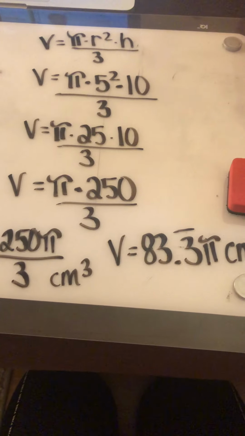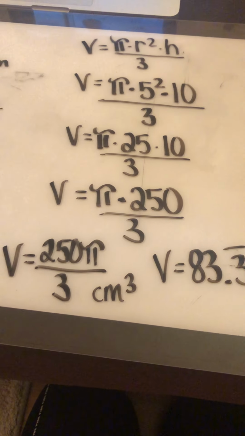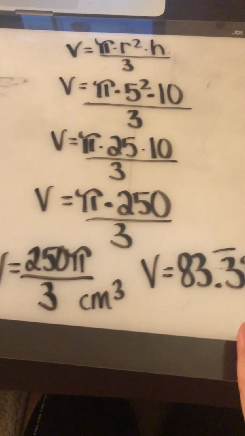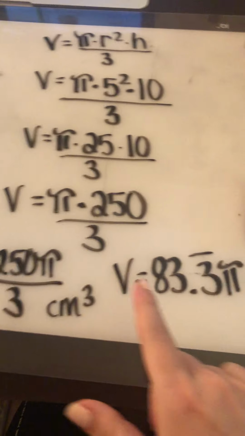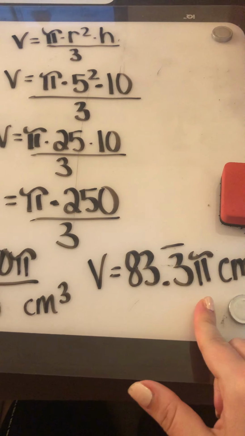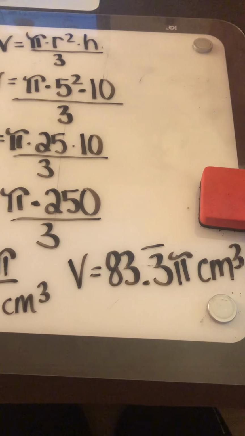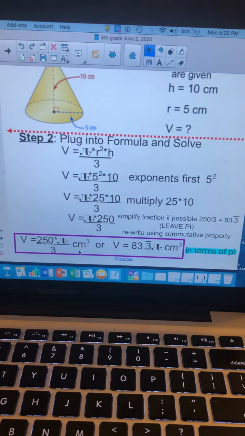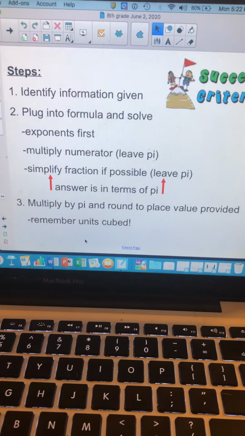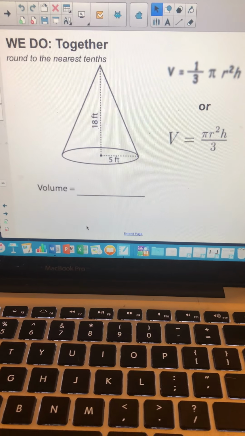If you had to go a step further to find the exact volume or approximate out of pi, then you would just either take 250 divided by 3, multiply it by pi, or do 83.3 repeating, multiply it by pi, and get that answer and round to the given place value. Okay, so there's our first example. Everything I just showed you is in your lesson here. There's our steps, okay? And here is another example for us to do.